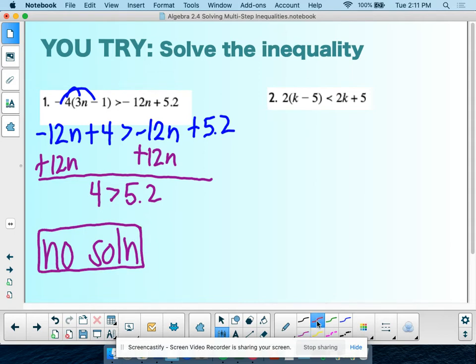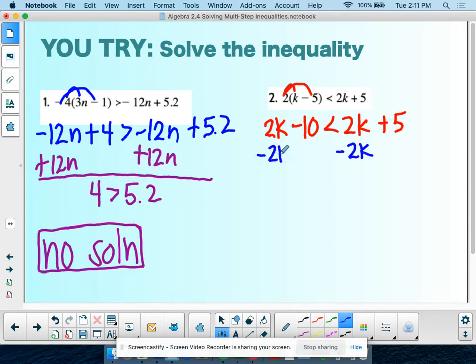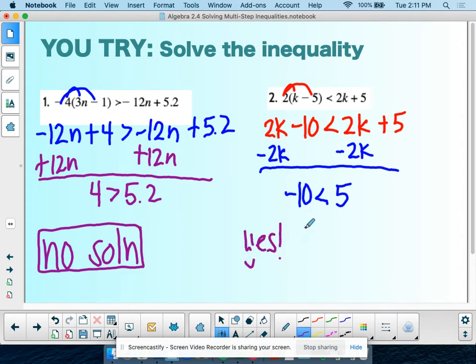Okay, our next one here, we should have distributed. So 2k times 2 times negative 5 is negative 10, is less than 2k plus 5. Bring our k's to the same side, so minus 2k, minus 2k. So then we're left with negative 10 is less than 5. Is negative 10 less than 5? Yes, it is. So all real numbers.